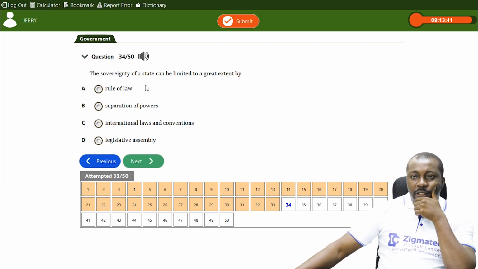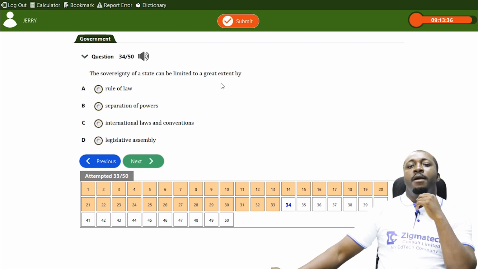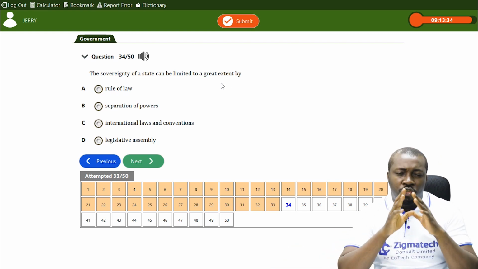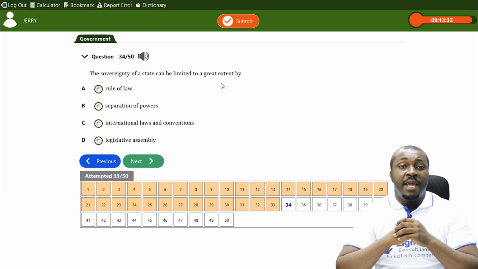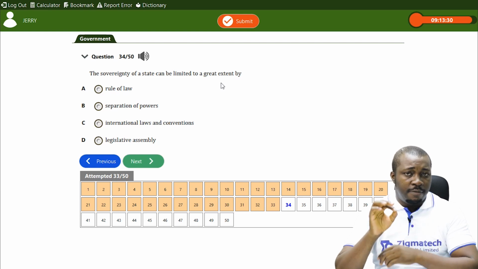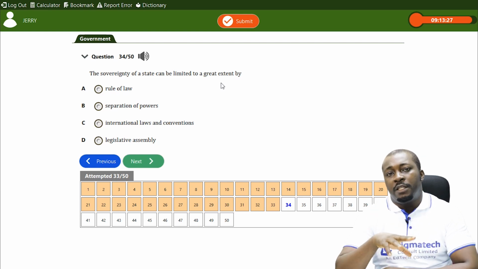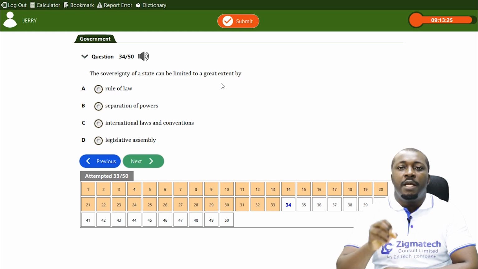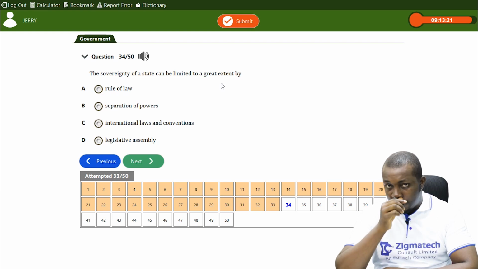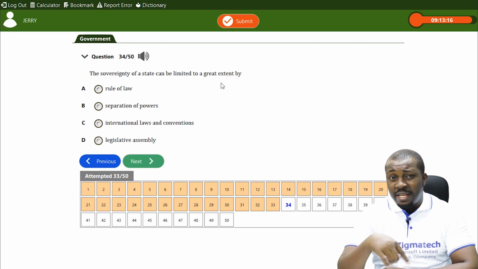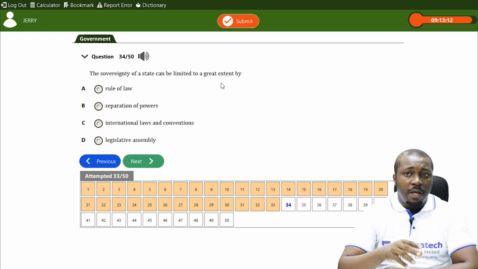The sovereignty of a state can be limited to a great extent by... Remember, sovereignty is the supreme power of a state to make and enforce laws within its territory without any form of external interference. Now, it's not possible for a state not to have any form of interference from external forces. And this is where limitation to sovereignty comes in. Now, this question tests you on that limitation.